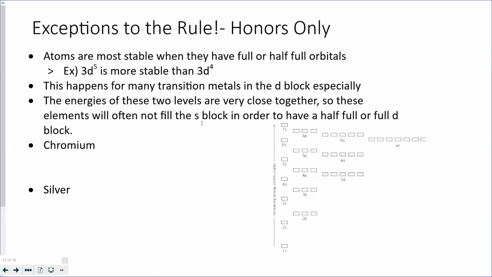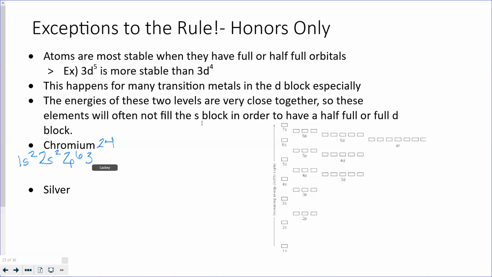So we're going to use chromium as an example to start. Chromium is number 24 on the periodic table. So filling this in with an electron configuration just like we did. We fill in 1s, which can hold 2 electrons. Now we're down to 22. Then 2s, which can hold 2. So we have 20 left. After 2s comes 2p, which can hold 6 electrons. So we have 14 left.